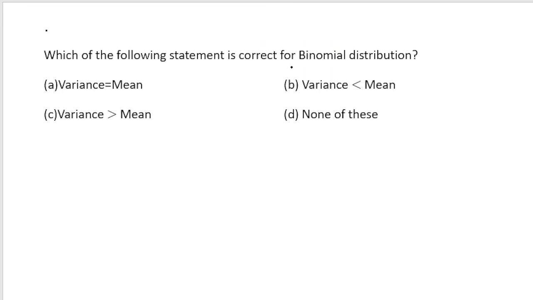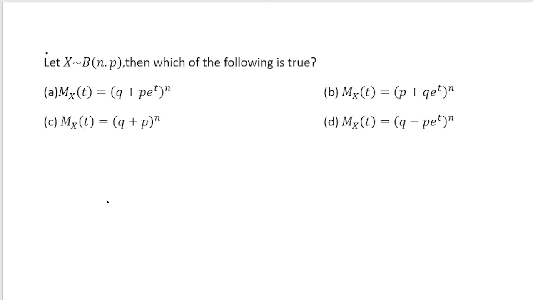Which of the following is correct for binomial distribution? So in binomial distribution, mean is np, variance is npq. So np is greater than npq. So we can say that mean is greater than variance. So which option will be correct? Variance is greater than mean? No. Variance is less than mean. So the B option will be correct.